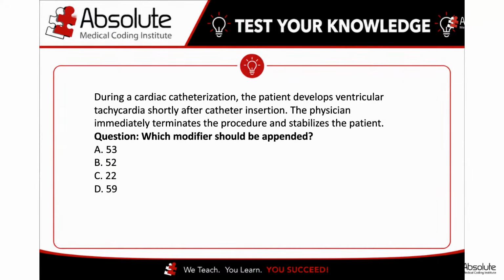All right. Which modifier should be appended? A, 53, 52, 22, or 59. During a cardiac catheterization, the patient develops ventricular tachycardia shortly after catheter insertion. The physician immediately terminates the procedure and stabilizes the patient. What say you?